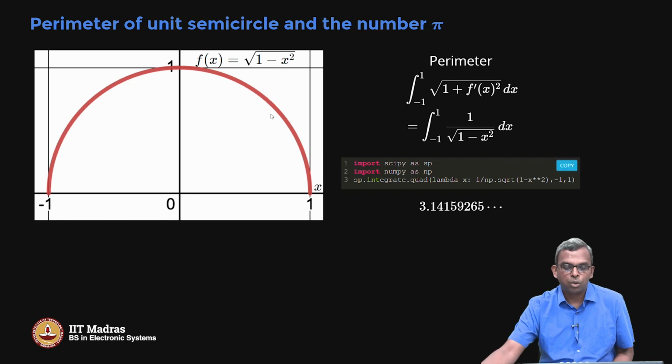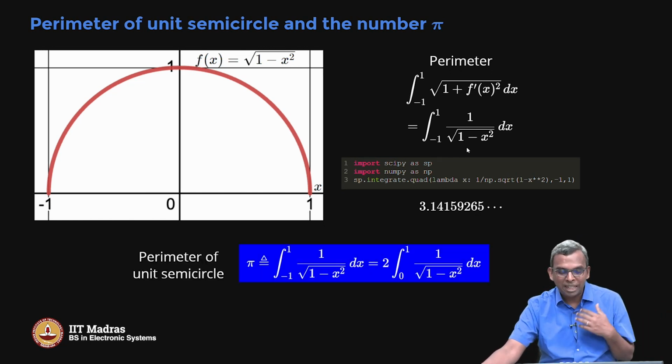You all know that the perimeter of a unit semicircle is pi, right? It's pi r, and r is 1, so it's pi, and no wonder that this integral will be equal to pi. So even if you did not know what pi was, I am going to formally define for you the perimeter of the unit semicircle to be pi. And that is defined as this integral from -1 to 1 of 1 by square root of 1 minus x squared.